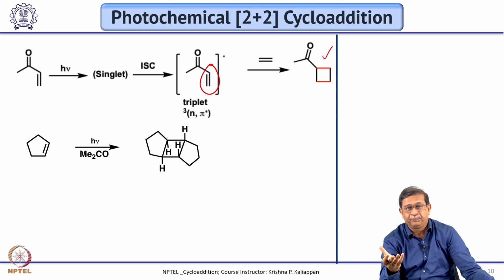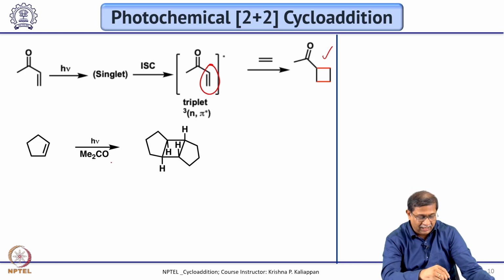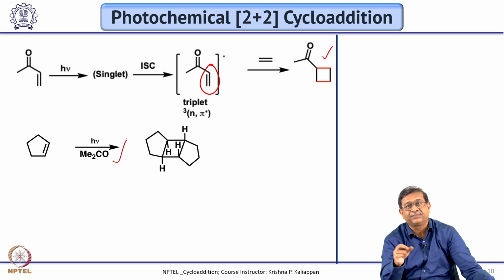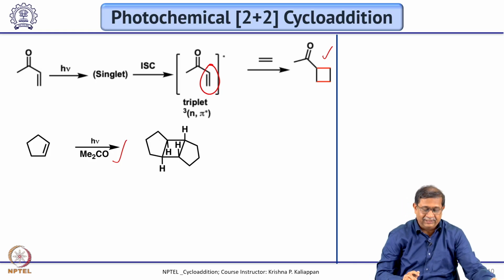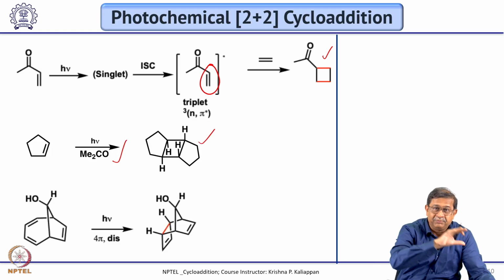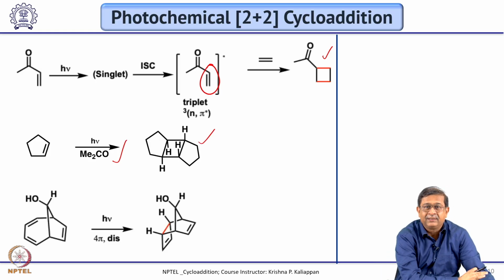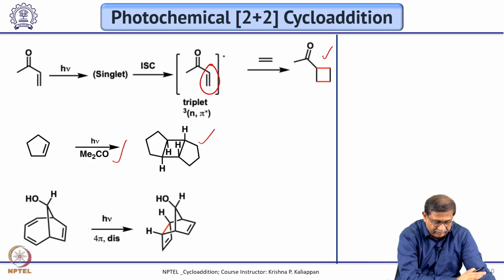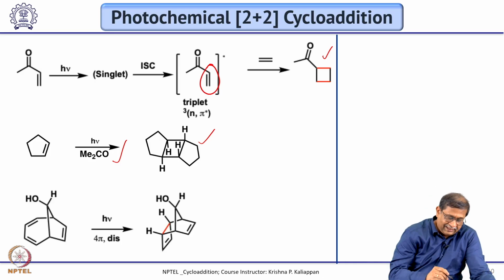And if you have cyclopentene or cyclohexene, any alkene, and shine light in the presence of acetone, as we discussed with norbornene, it can undergo dimerization to form this tricyclic compound where the middle ring, that is the 4-membered ring, is formed as a result of 2+2 cycloaddition reaction. So, here is a very interesting example.